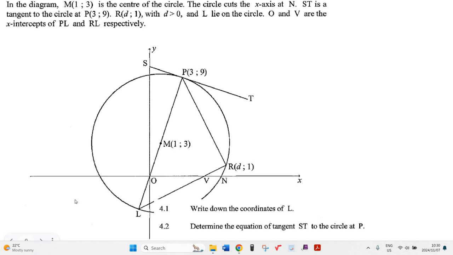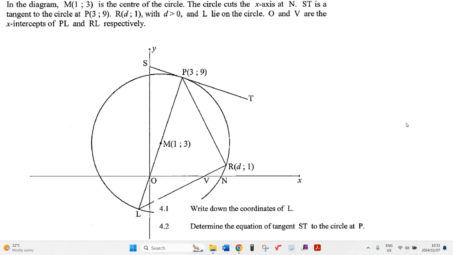Okay, let's try this circle analytical geometry question. They give us a circle with a center of (1, 3). They tell us this is a tangent up here, and that this is the point (3, 9). There's a point here, D and 1. They tell us that this is a diameter cutting across here. Do they tell us anything else? Too important. Sometimes you've got to read this really carefully, because L lies on the circle and all that kind of stuff. Okay, let's try the first one.